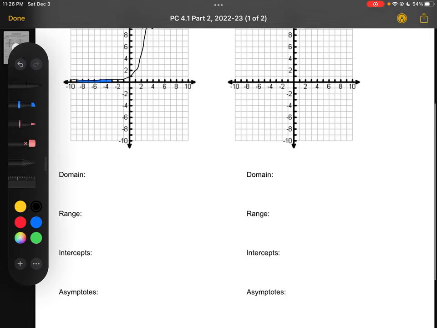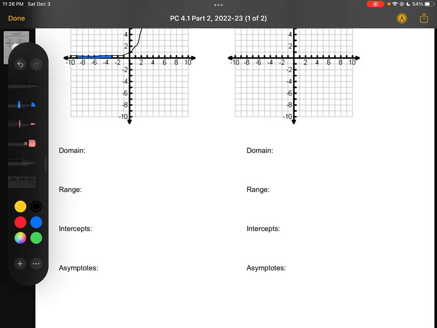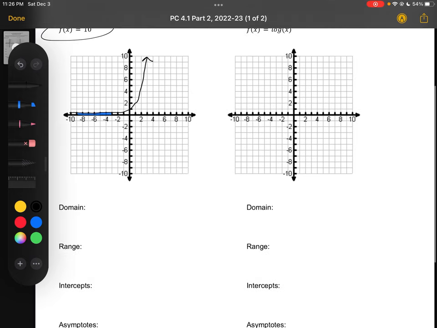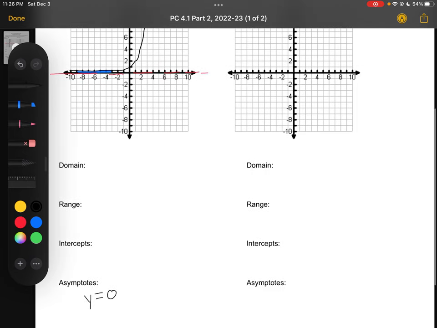So one of the neat things about this, for our range and our asymptotes, we'll start off with that. We have an asymptote at y equals 0, and I'll draw this in red ink. Again, that is because this function will never actually touch this x-axis. That's a limitation on what the function is able to do. It is an asymptote. It approaches it, but it never actually touches it.